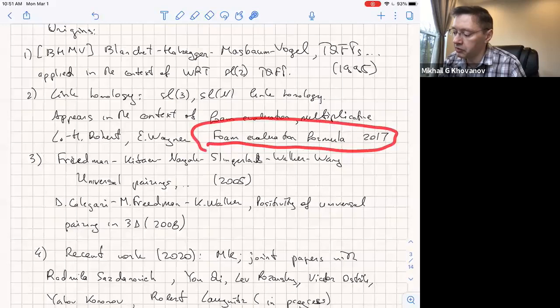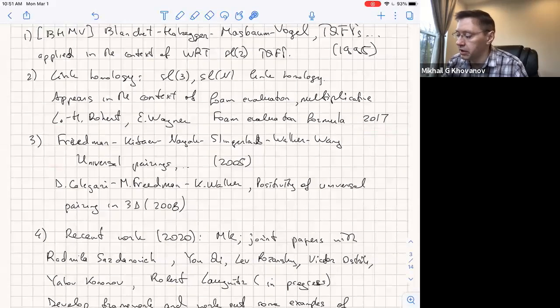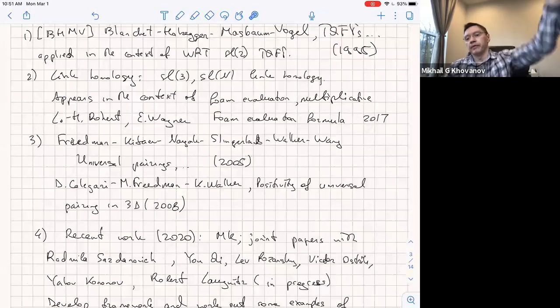The key paper here is a work by Robert and Wagner, foam evaluation formula from 2017. Then there is also work of Freedman, Kitaev, Nayak, Slingerland, Walker, and Wang, universal pairings from 2005, work of Calegari, Freedman, and Walker on the same topic, and several related papers where they discuss this construction in a special case when there are no relations on alphas for various manifolds. So in other words, instead of the field K, you take a very large ring generated by diffeomorphism classes of closed, connected, oriented n-manifolds, in a fixed dimension n. Because alpha is multiplicative for the disjoint union, you restrict to connected, closed, oriented manifolds up to diffeomorphism. So for each such diffeomorphism class, you have one generator of your commutative ring.